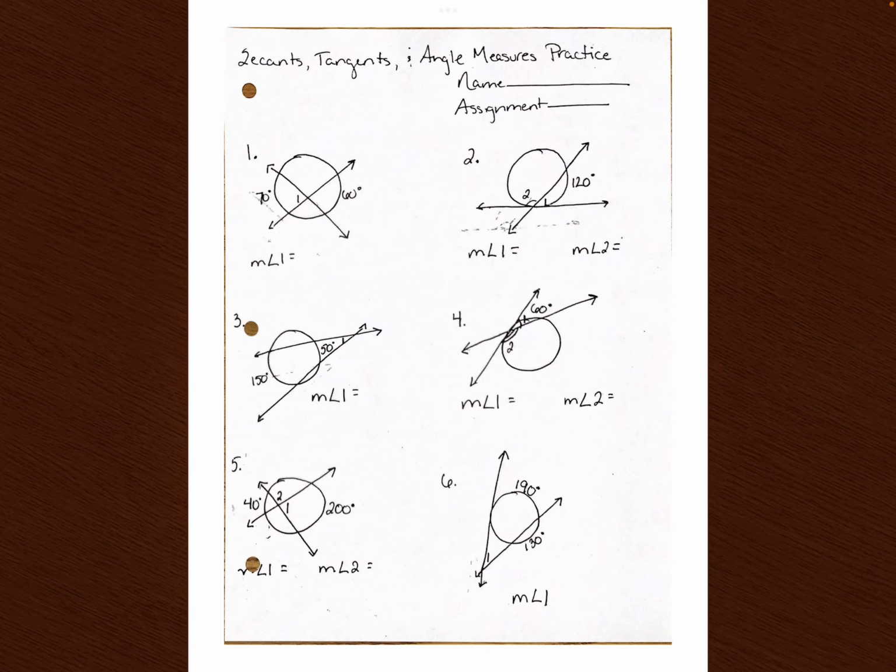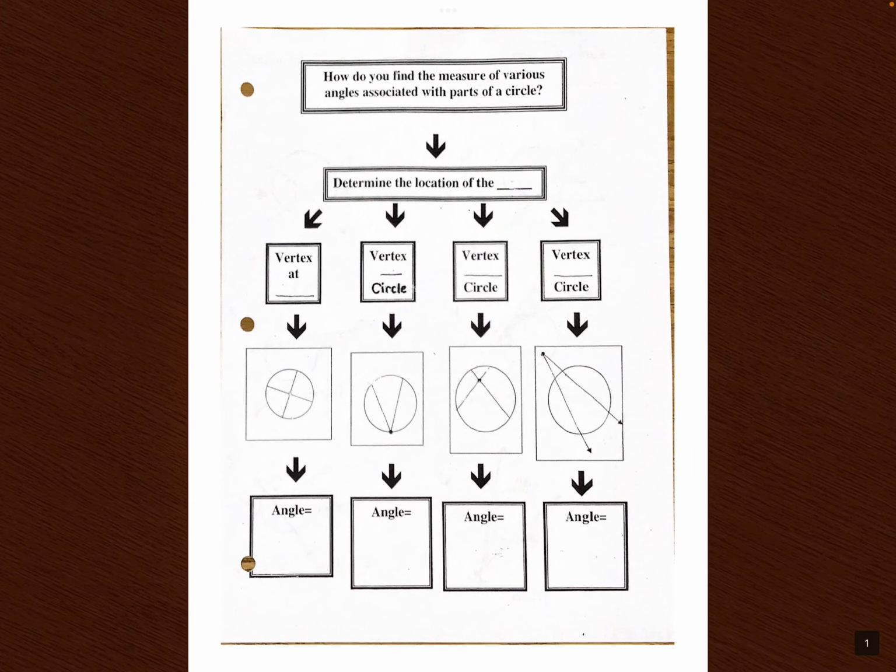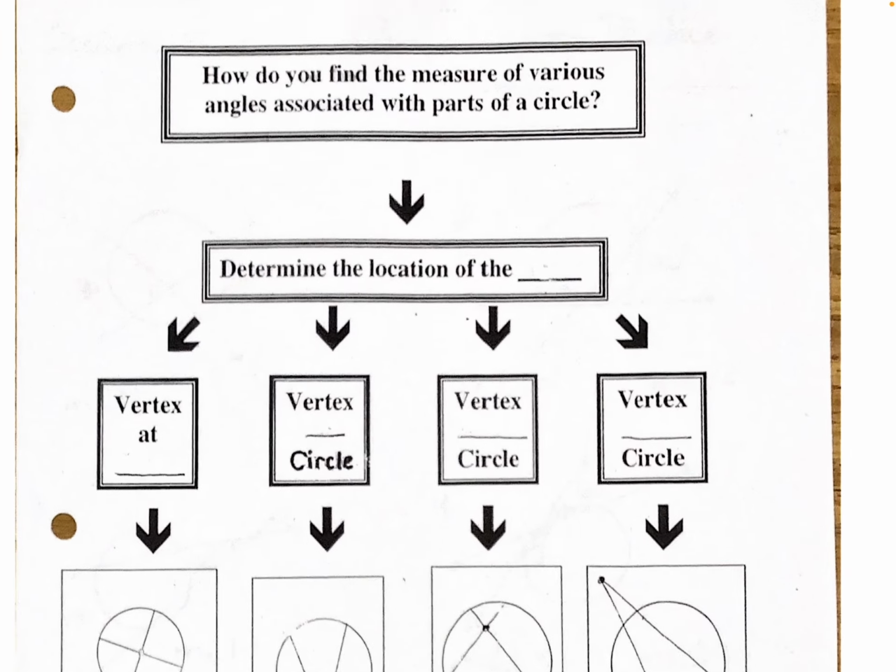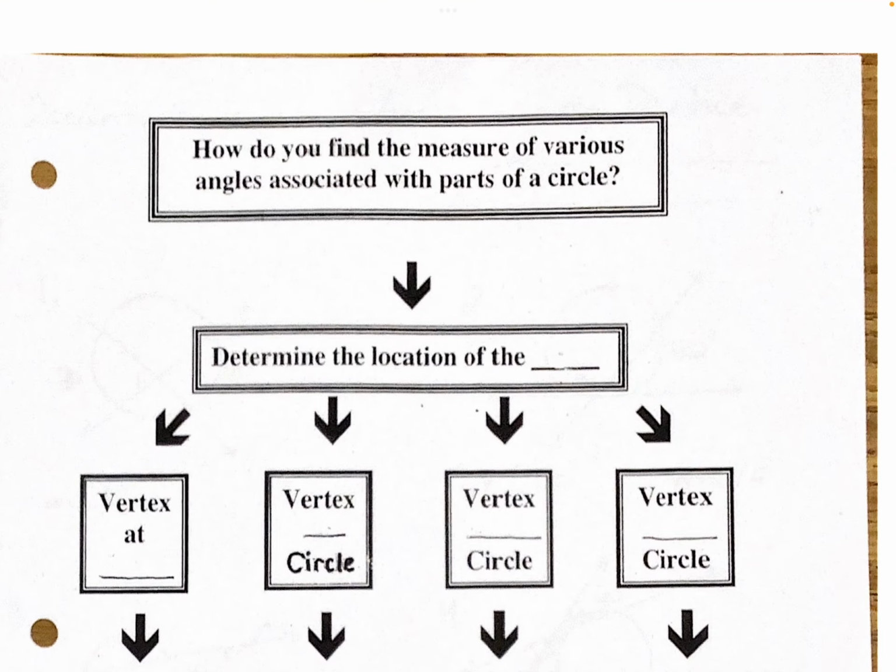Today we're going to talk about angles and circles. And how we are going to do the work is we're going to figure out where the angle's vertex is, and that will tell us what formula, because these are all formulas that we have to use. So, how do we find the measure of various angles associated with parts of a circle?